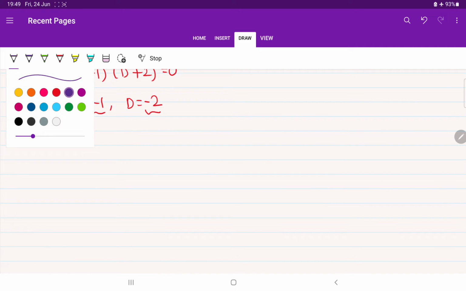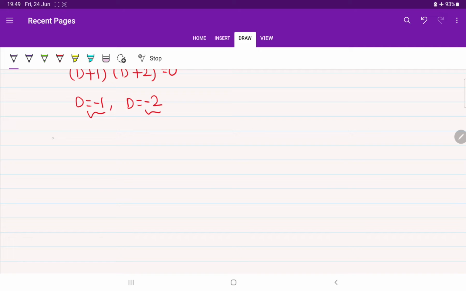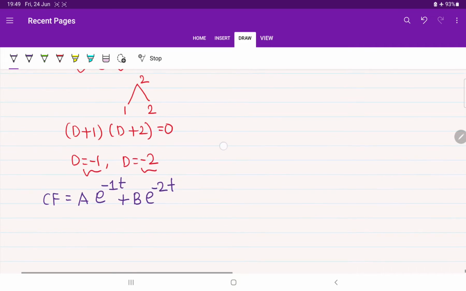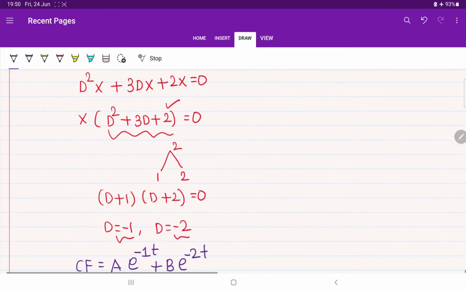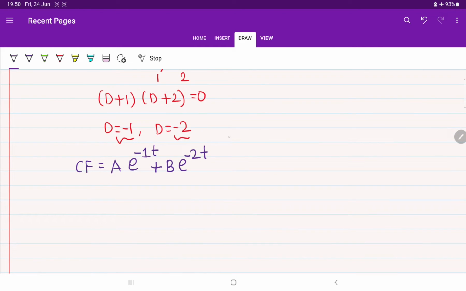So the complementary function can be written with two arbitrary constants A and B, with addition, writing exponential, and in the power substituting the values of the roots, minus 1 and minus 2, multiplied by the independent variable. Which is our independent variable? t is our independent variable, and x is the dependent variable. So we know how to write down the complementary function. Now treat this as your equation number 1.